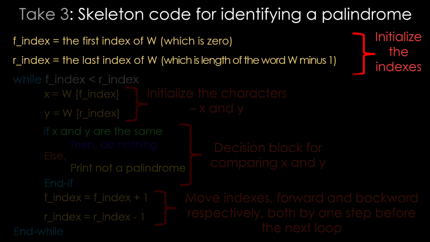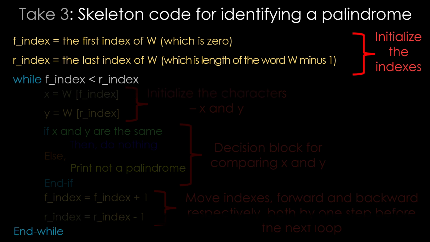First two lines initialize the indexes to be used for accessing the characters of the word W. The F index accesses the characters from the start and the R index from the end. Then we have a while loop which loops as long as the condition forward index is smaller than the reverse index. So I guess you can make sense out of it that we start with two indexes standing at the head and tail of a word. Then we must move them closer to each other in each loop until they cross each other.